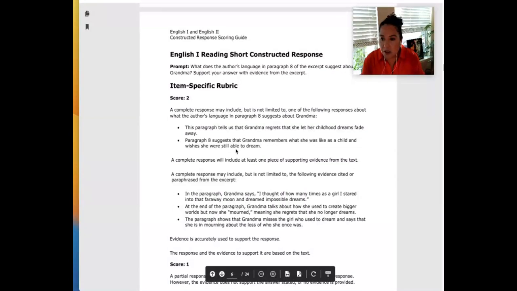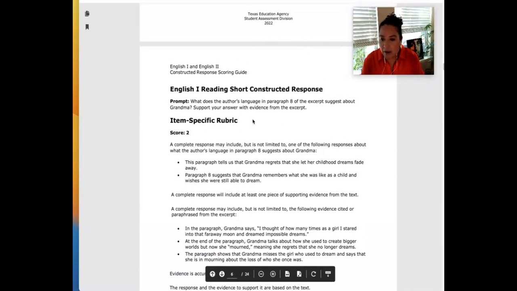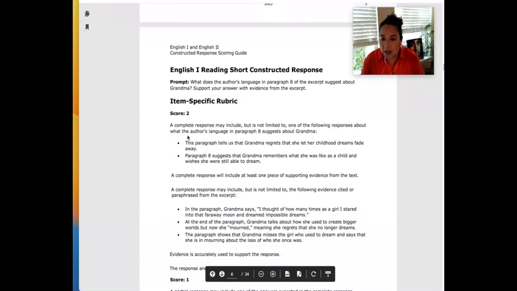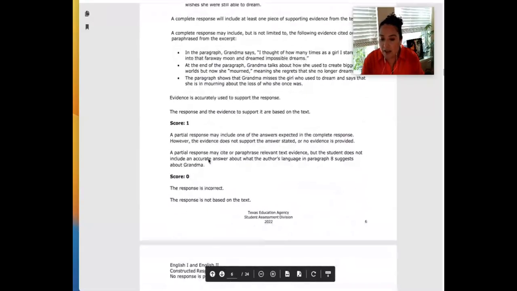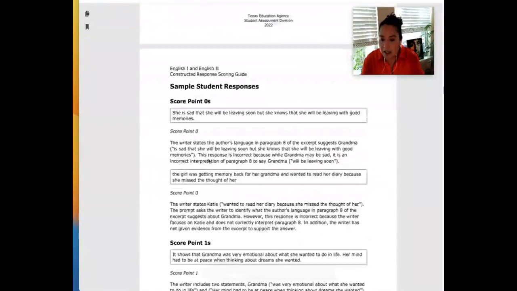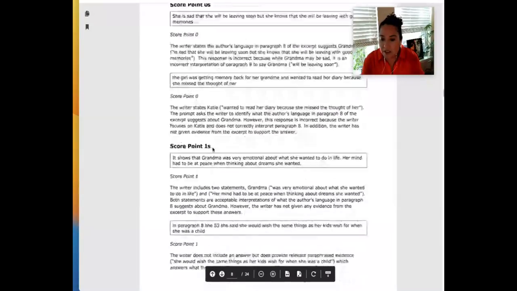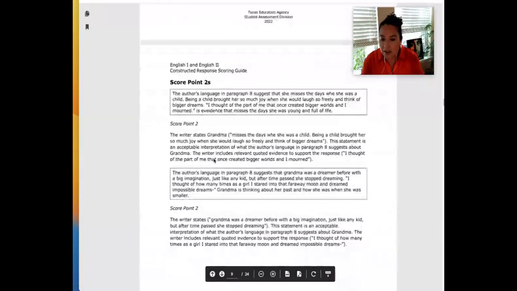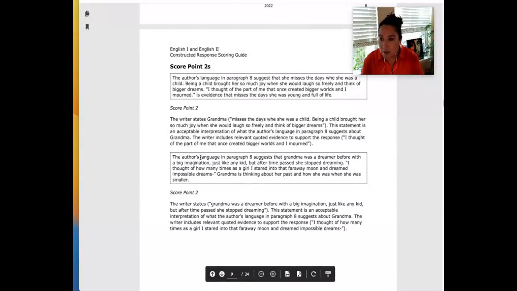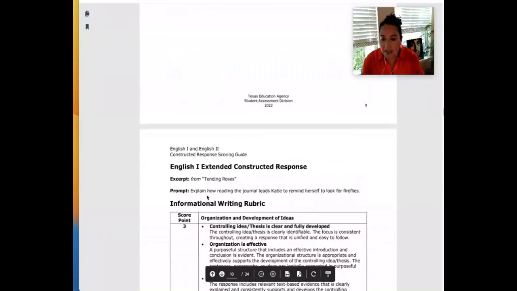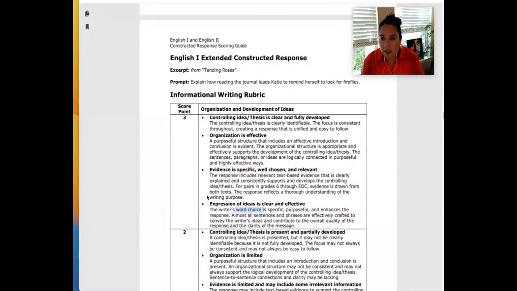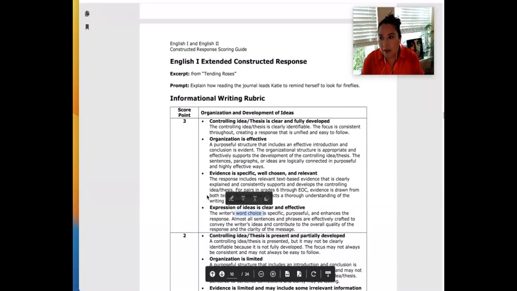Here is that short constructed response example that we were talking about earlier. TEA is writing item-specific rubrics. So here's the item-specific rubrics. And then most excitingly, TEA is including examples of zeros, ones, and twos. This is all affirming to the work we've already done and that we predicted. And we're not going to spend much time here on short constructed response guides because it was really the extended constructed response that we were anticipating and needing clarification on.